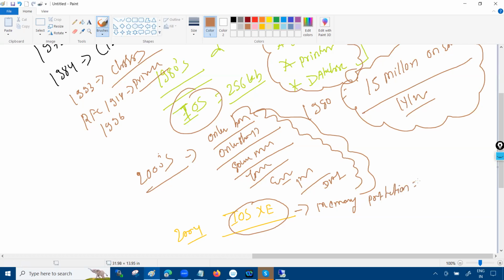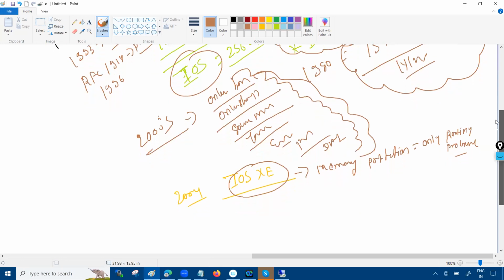To only routing protocol. So IOS XE said that, hey, you know one thing, for each routing protocol, I can dedicate separate memory, which is not possible in the IOS, right? That's a major difference. And of course, IOS XE is more powerful than the IOS.